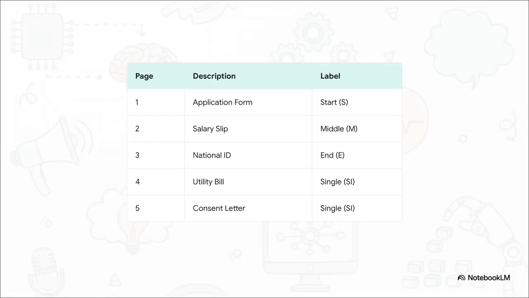Let's look at how this builds with a real-world example, like a bank loan application batch. A sequence mapping algorithm strictly enforces transition logic. It flags the main application form as a start page. The salary slip, which is probably full of tables, gets flagged as a middle page. Because of the sequence rules, the machine mathematically knows that a middle page can never magically turn into a start page without a proper split having occurred.